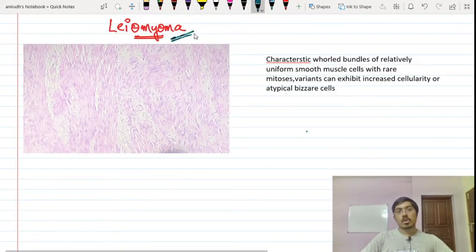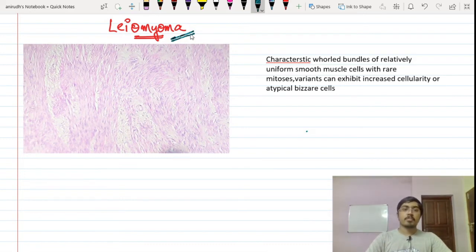Now let us talk about a very simple kind of tumor, a very benign tumor called leiomyoma. It's a very benign tumor that is not at all malignant. There is no malignant transformation also. So leiomyosarcoma, which is a malignant tumor of the uterus, is actually arising de novo and is not a secondary change of leiomyoma. Remember that.